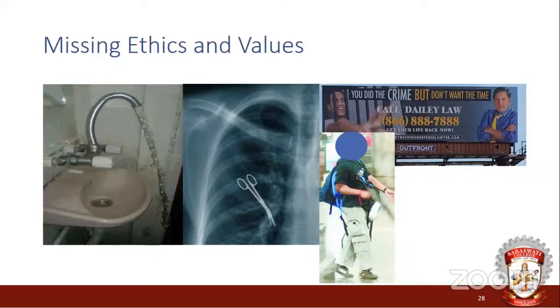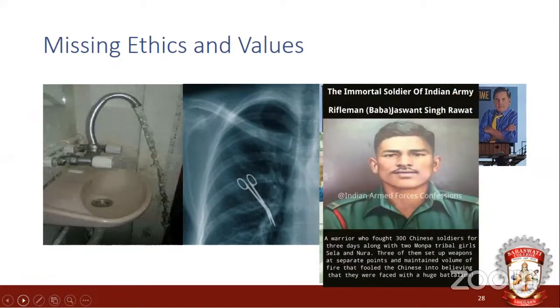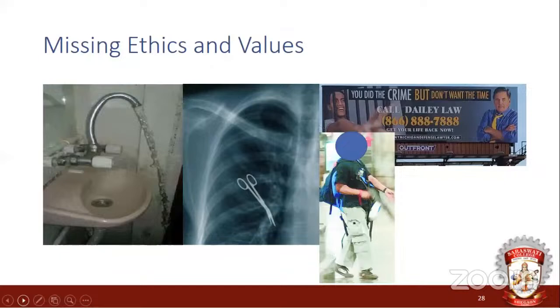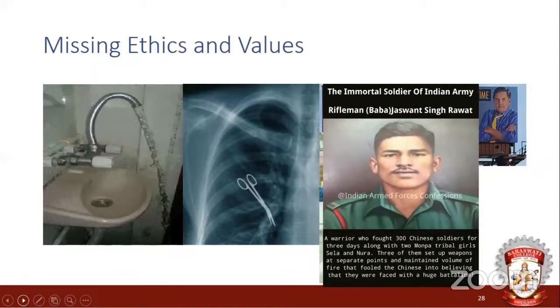What do you think is missing here? I don't want to show the face because I don't think the person deserves to be made a hero. Now, if power and weapon are coupled with morals and ethics, this is how a person can transform from this to this. Rifleman Jaswant Singh Rawat, many of you would know him very well. Just type in Google 72 hours. A single man fought the entire Chinese battalion, killed many of them, and used his knowledge, power, ethics and values to safeguard the country. So that's why it is badly needed.